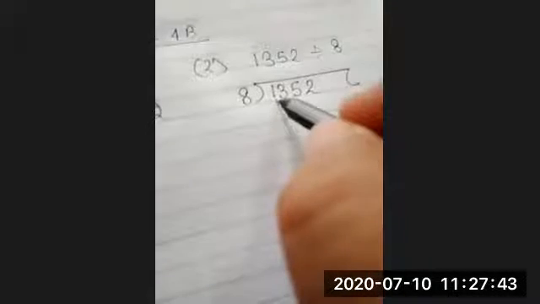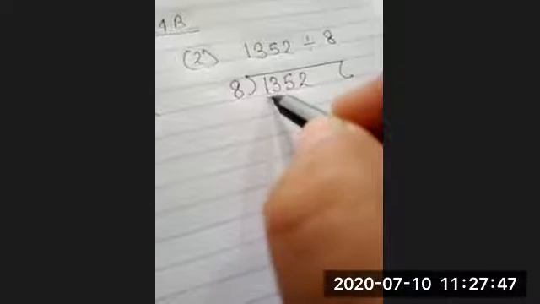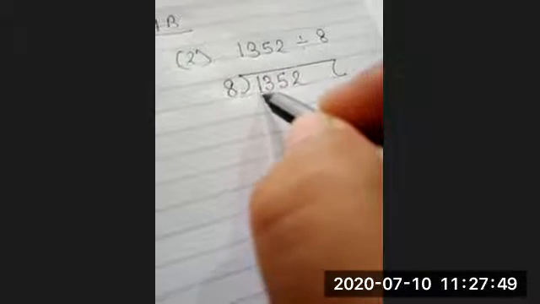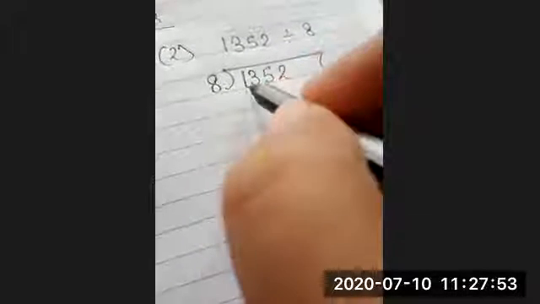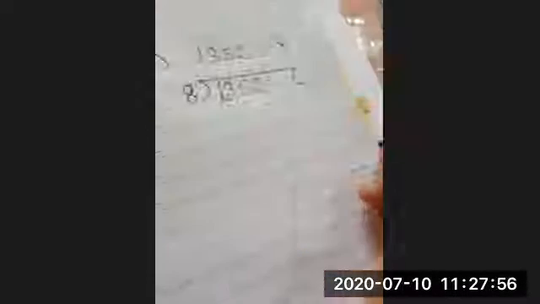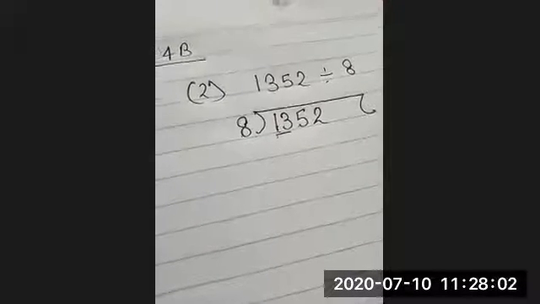8. Now 1 is here. 8 is a ones place number and we have to take one number from the dividend. So 1 is less than 8, so we will take 13. Now tell me, is 13 coming in 8's table? No, ma'am. So we have to divide by a number less than 13. 8 ones are less than 13.